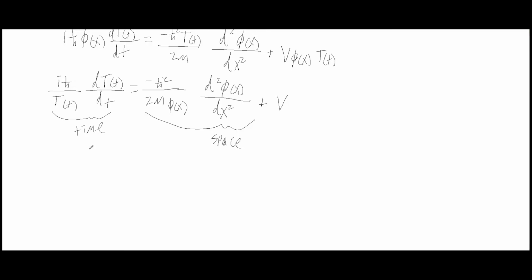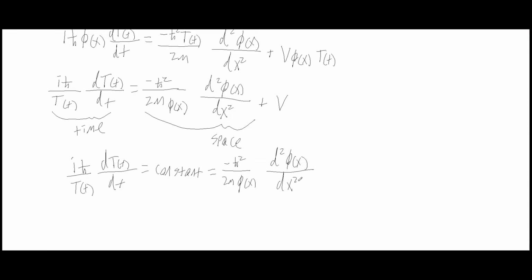And so we could take all of this and say that our i h bar over the T with respect to time, dT as a function of t over dt, is equal to some constant, which is also equal to minus h bar squared over 2m phi as a function of x, second full differential of phi with respect to x, dx squared, plus V. And so we know that there is some constant that these are both equal to, and we will suggestively call this constant E.